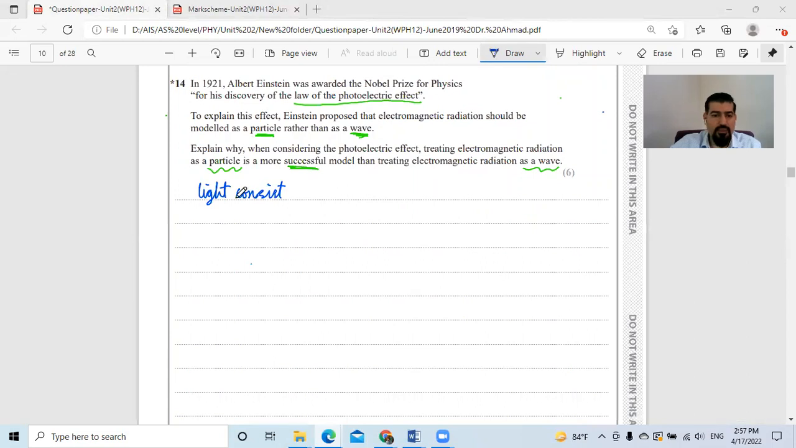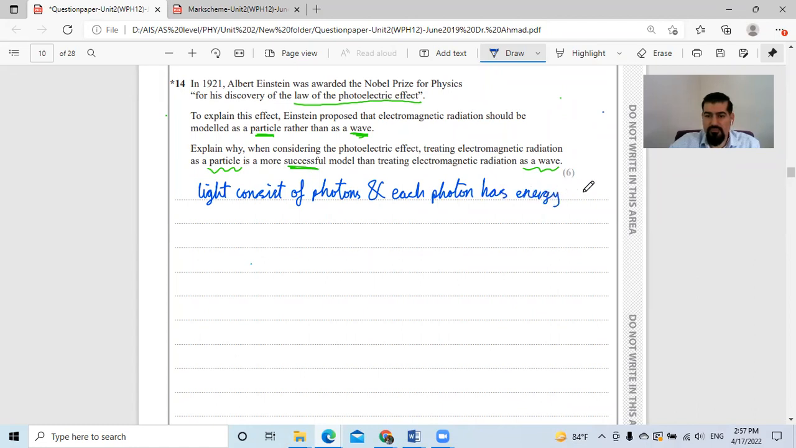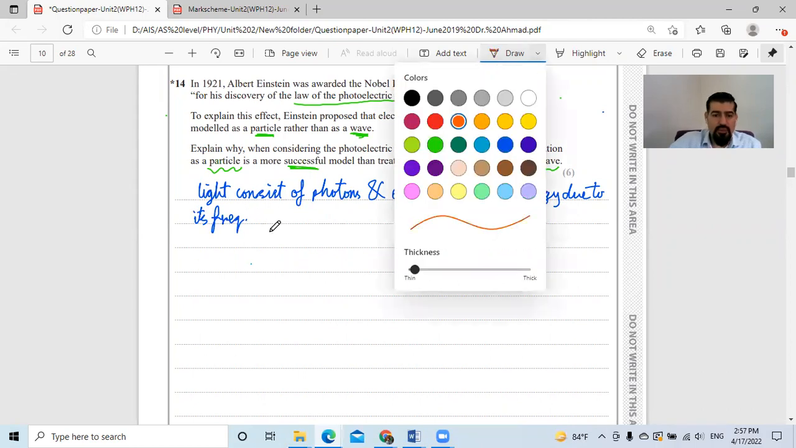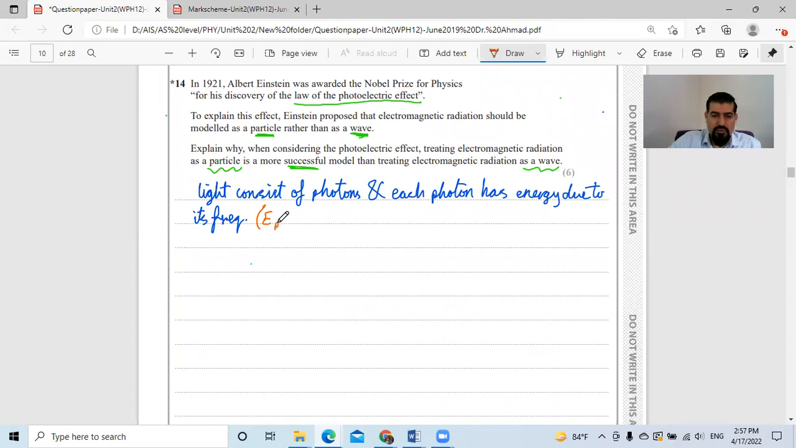Light consists of photons, and each photon has energy due to its frequency, according to which formula? Energy of a photon equals Planck constant multiplied by what?